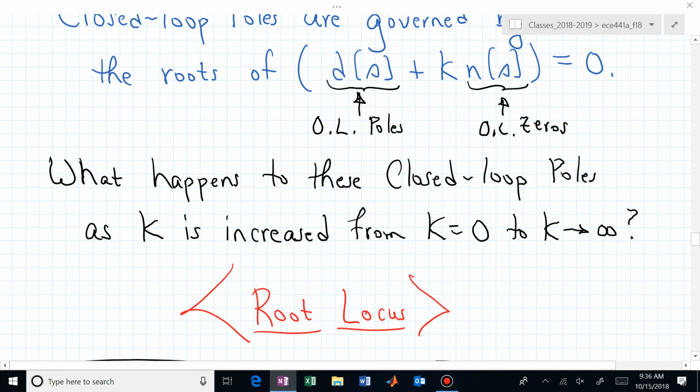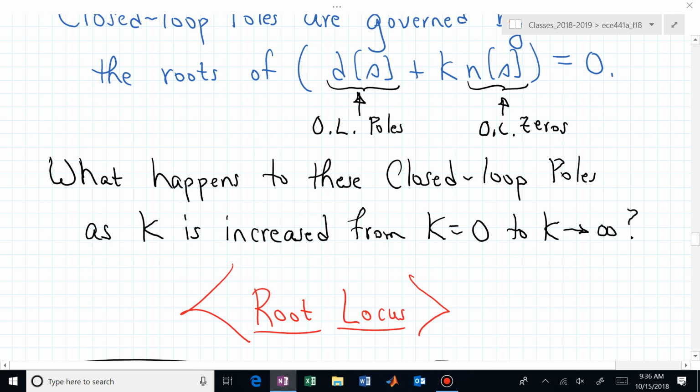Yes? Can K be complex? We are going to allow K to be a real scalar parameter. And in this class, we're just going to focus on letting K be positive. You could change the sign of K effectively by using positive feedback. So we're using negative feedback, and we're going to keep K living from 0 to infinity, and it will only be allowed to be real.